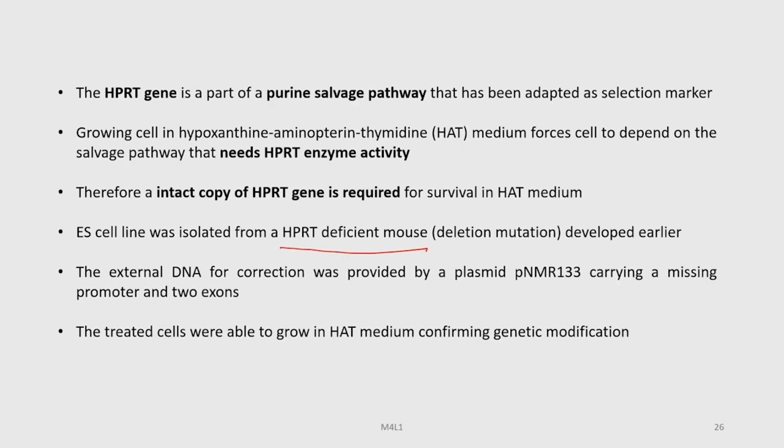Embryonic stem cell line was isolated from an HPRT deficient mouse. This was basically a deletion mutation which was developed earlier. The external DNA for correction was provided by a plasmid, pNMR 133, carrying a missing promoter and 2 exons. The treated cells were able to grow in HAT medium, confirming the genetic modification, because without that it cannot survive in the HAT medium.